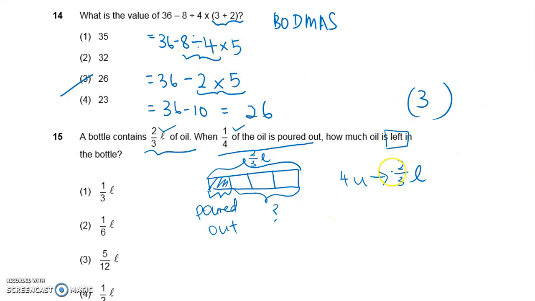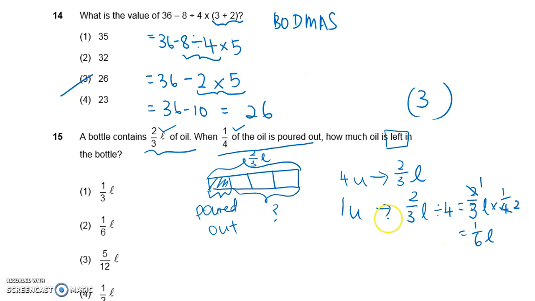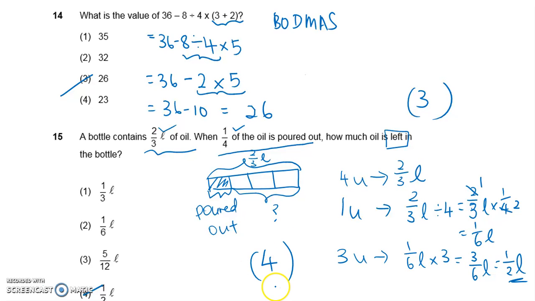If 4 units is 2/3 liters, 1 unit is actually 2/3 liters divided by 4, which is actually 2/3 liters times 1/4. Okay, this one divided by 2, I get 1. This one divided by 2, I get 2, so it equals to 1/6 liters. I'm going to find 3 units here. So 3 units is actually 1/6 liters times 3 equals to 3/6 liters, which in simplest form is 1/2 liters. My answer is number 4. Okay. Alright, that's all for booklet A.